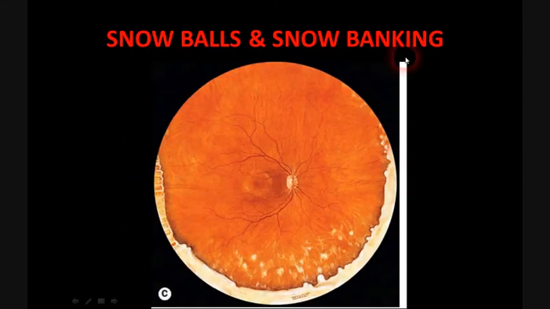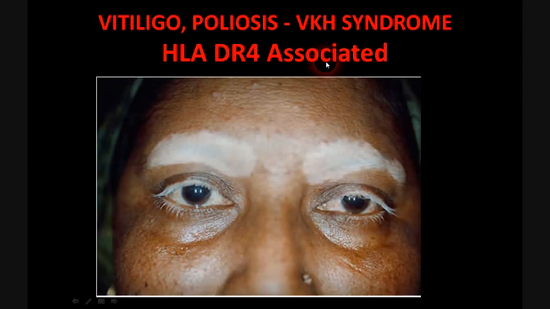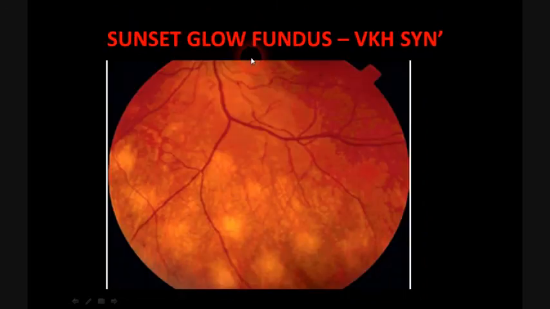Snowballs and snowbanking are seen in intermediate uveitis, the pathognomonic feature. Then VKH, Vogt-Koyanagi-Harada syndrome. Appreciate the vitiligo patches with whitening of the eyelashes, that is poliosis. It is HLA-DR4 associated. I didn't mention this in the lecture, so just make a note. The sunset glow fundus is what you see in VKH syndrome, with deep or pale depigmented patches. This is the sunset glow fundus.